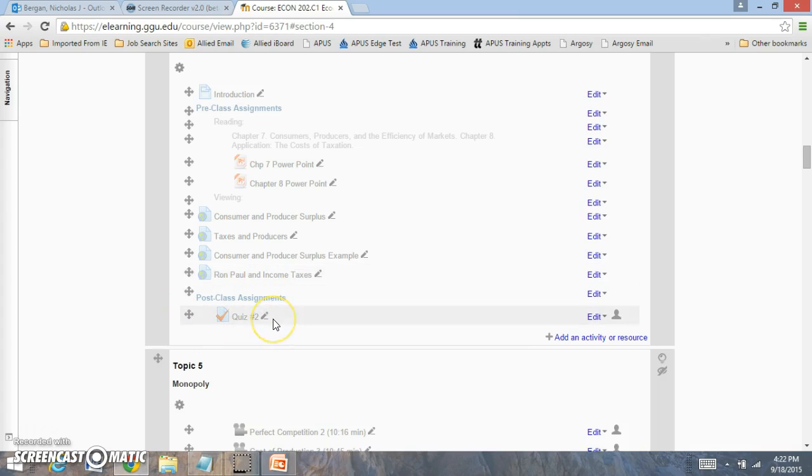Here's quiz number 2. Quiz number 2 is going to be 25 multiple choice questions. You have 2 attempts, and I take the highest of the 2 attempts.